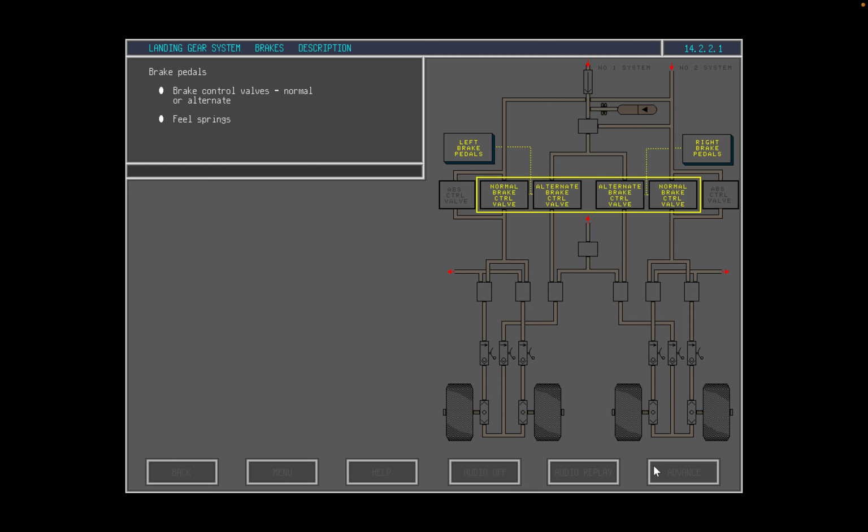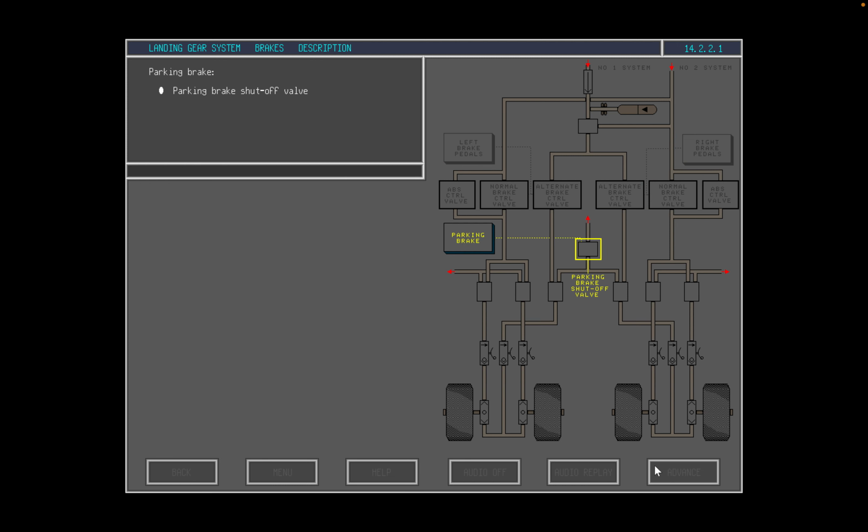Pressing down on the left or right pedal operates its respective brake control valve. This may be a normal or an alternate brake control valve, depending on which pressure system is operating. Springs return the pedals to the off position and also provide a feel sensation for the pilots. The parking brake on the flight deck is linked to the parking brake shut-off valve. This valve is located in the alternate system return line.